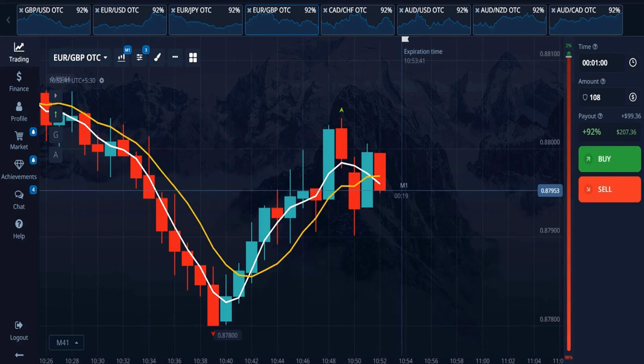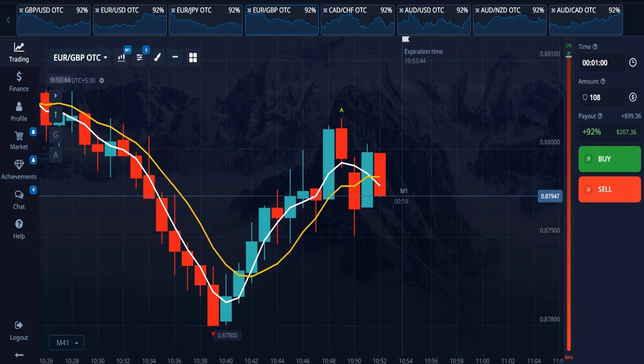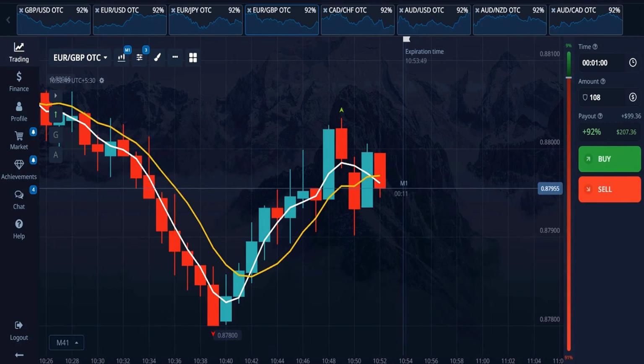All right, let's get started. For today's strategy, we'll use two simple moving averages and the Fractal Indicator. Here's how it works. Fast moving average: this is a white line. It reacts quickly to price changes, giving faster signals, but is more prone to false alarms in choppy markets.